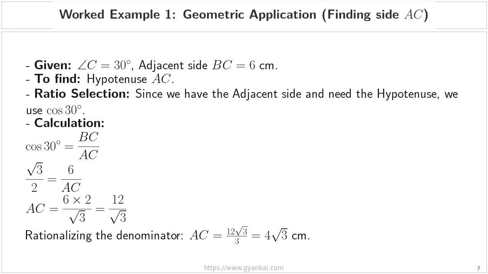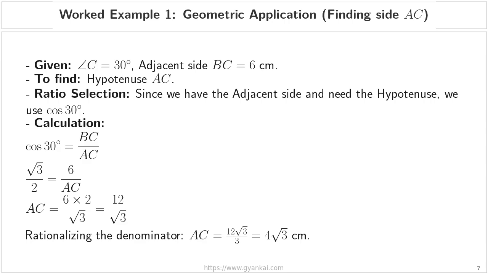Now, let's walk through the calculation step by step. We set up our equation by stating that cosine of 30 degrees is equal to the length of side BC divided by the length of side AC. From our special angles table, we know that the value for cosine of 30 degrees is the square root of 3 over 2. Substituting this into our equation, we get the square root of 3 over 2 equals 6 divided by AC. To solve for AC, we can cross-multiply. This gives us AC equals 6 times 2, all divided by the square root of 3, which simplifies to 12 over the square root of 3.